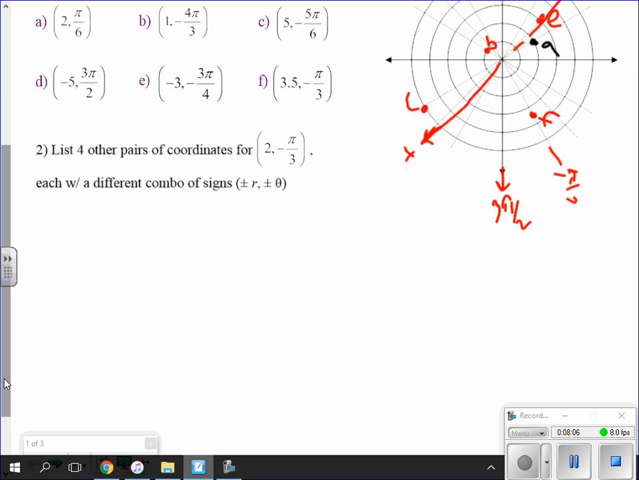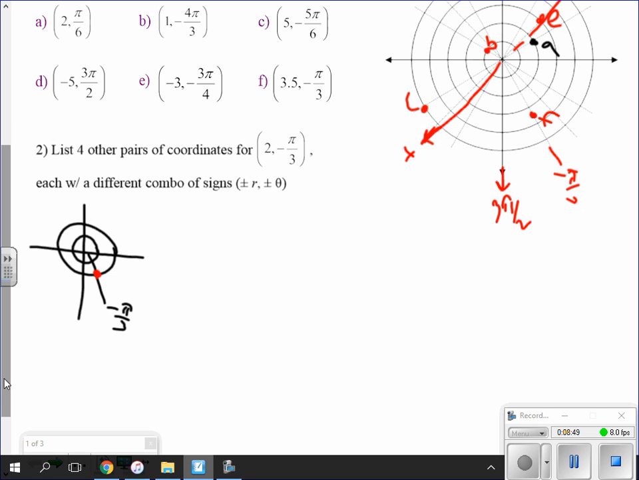So, for example, if I look at this next one, I can come up with 4 more coordinates. I can come up with a lot more than 4 if I was really pressed to describe the point 2, negative pi over 3. Now, 1, 2 circles. Negative pi over 3 is about here. So I have this point here that I want to be able to describe, and that's negative pi over 3. And I want to describe that with several other coordinates.